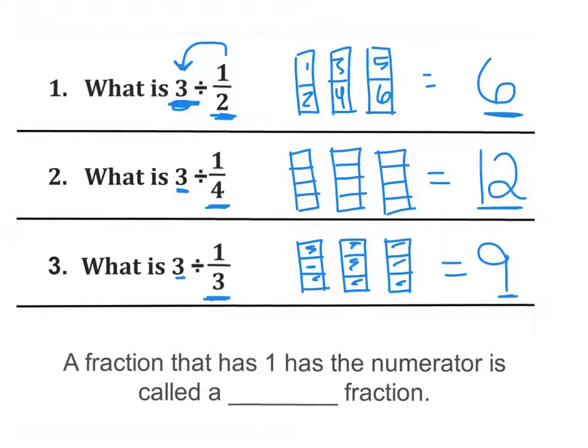All right, down at the bottom it says a fraction that has 1 as its numerator. So notice each of these fractions that we divided by today have 1 as the numerator. Okay, the numerator is the top number in our fraction. So anytime you have a fraction with 1 as the numerator, we call that a unit fraction. Unit fraction. There's just one part out of all of it.